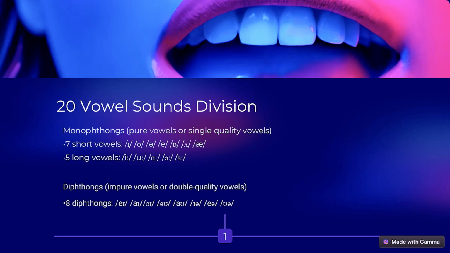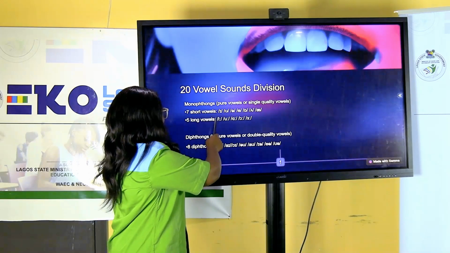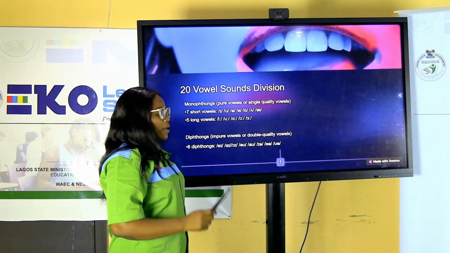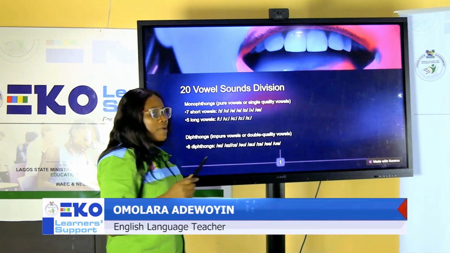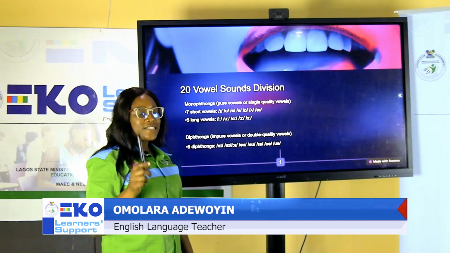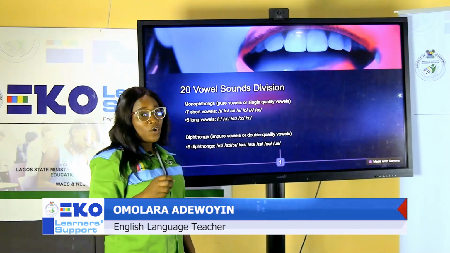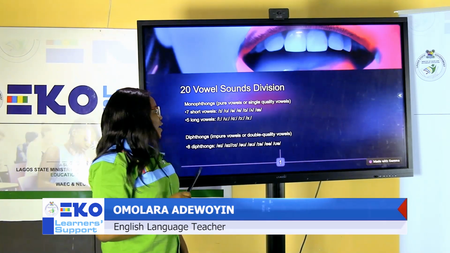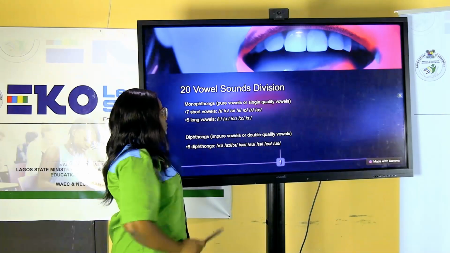Can we try to articulate these sounds? The 7 short vowels. Please say it after me. Remember, practice makes perfect and repetition brings retention. So when I say it, you say it after me.